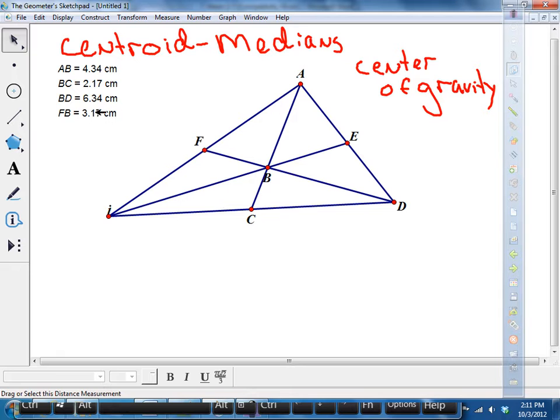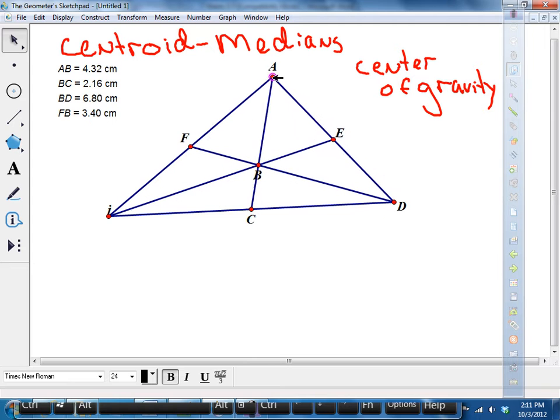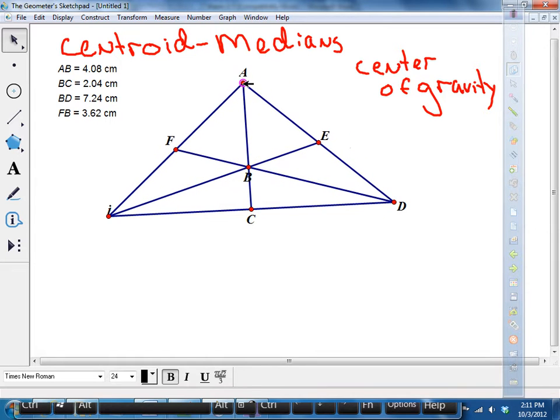Yeah. What's the relationship? BD is double. Okay, watch. Say I change this to exactly right around 4. Okay, let's do it even. Okay. What's true about the relationship between AC and this? It's like BC is half of AB. Very good. BC is half of AB, right? And BD is half of FD, right?